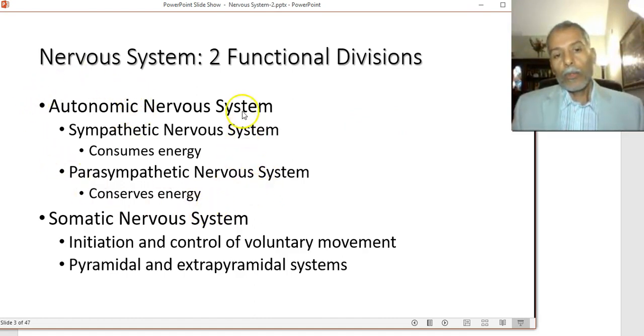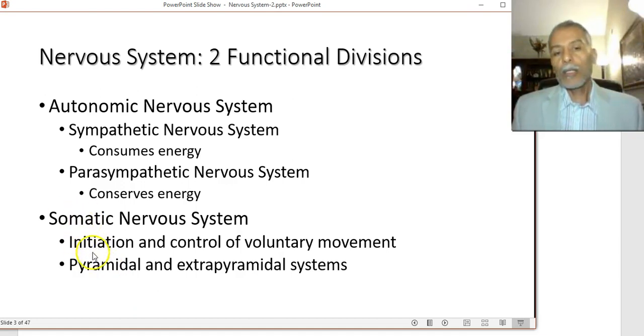Again, all of these autonomic functions you have no control over. Then we have the somatic nervous system, and that is the system that is dedicated to voluntary movement.